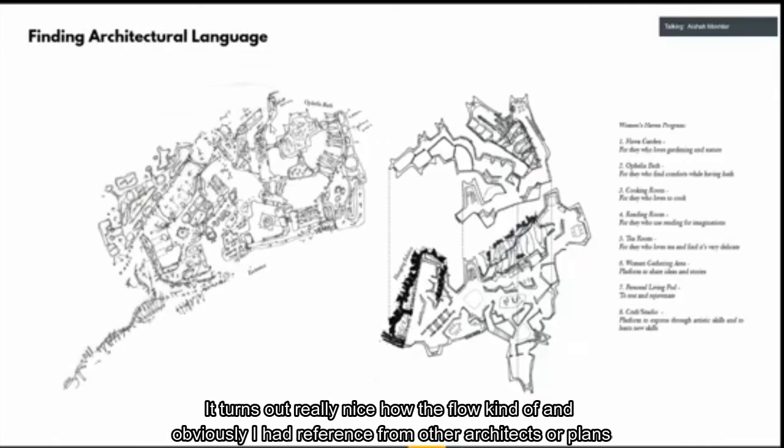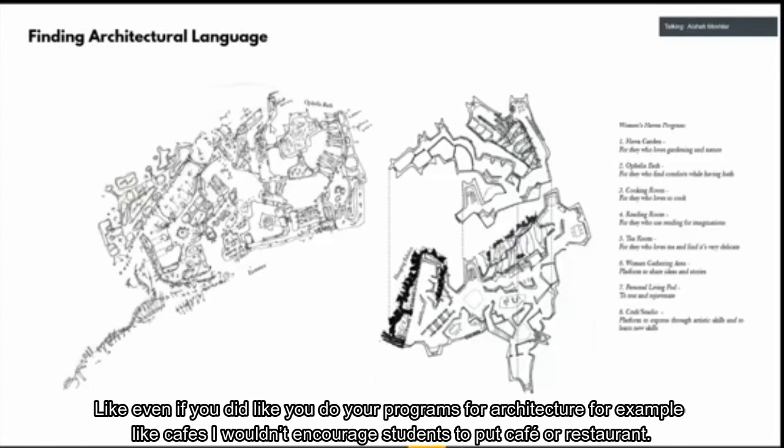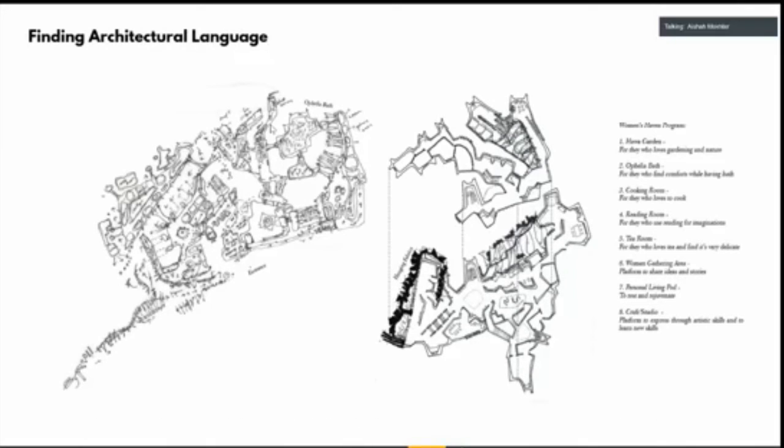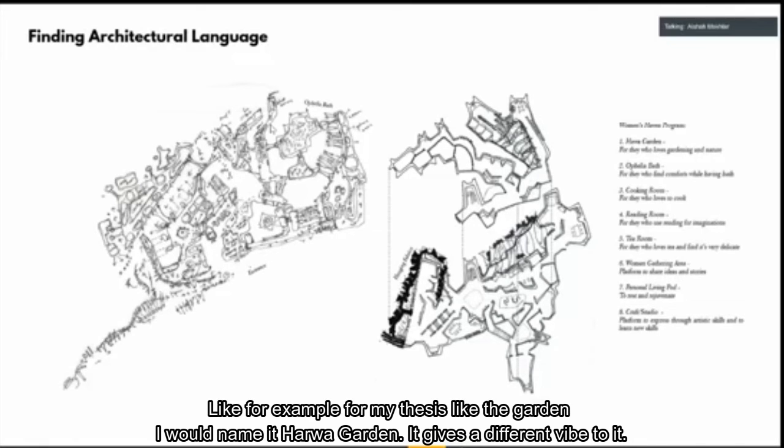And it turns out I think really nice, how the flow kind of goes. Obviously I have references from other architects or plans, but the language has originality to it. And even when you do your programs for your architecture, like a cafe or hall, I wouldn't encourage students to put cafe, restaurant and hall. Try to reimagine the names for your spaces. Like for my thesis, even for a garden, I would name it Hawa Gardens.